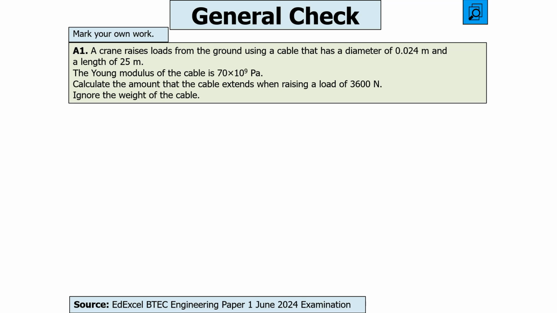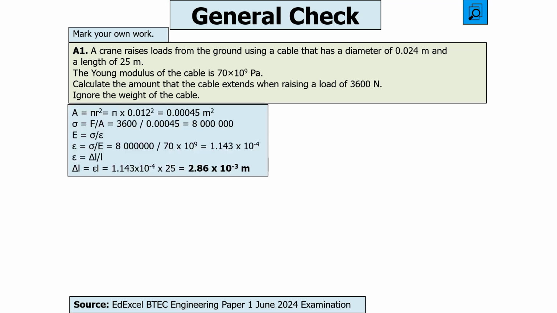Right, so how do you answer this question? Well, the first thing is we want to work out the area. So the area is pi r squared, so you turn your diameter into a radius by halving it. You then say pi r squared, so you get your area out. You then say stress is force over area. So it's 3,600 over 0.0045, which is 8 million. We then say Young's modulus is stress over strain.